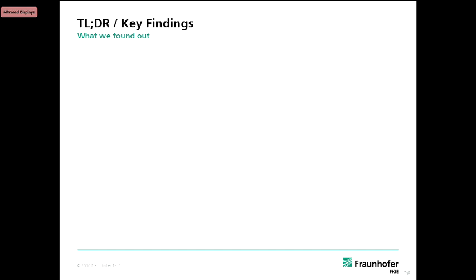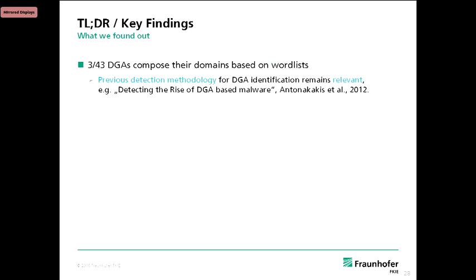So with those 43 different DGAs we have been looking at, only 3 of them are using word lists. So basically, would be generating domains that look somewhat like natural domains, which is a good sign because it means that the detection methodology that has been defined in previous papers still holds true and works well on those. For example, as defined in this paper here by Antonakakis.